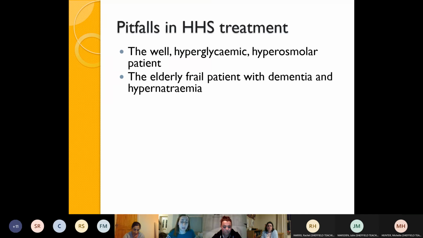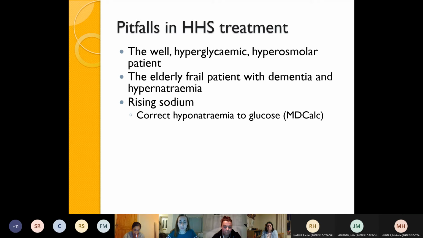And a lot of them have diabetes as well. It's tricky to know whether they have HHS or whether they just have hypernatremia because they're so dehydrated. So those patients can be tricky and they need escalating as well. But it's good to be aware that they may not have HHS, they may just be hypernatremic.